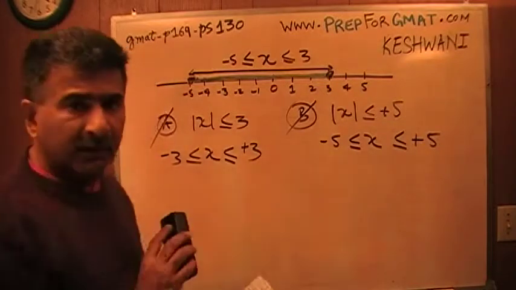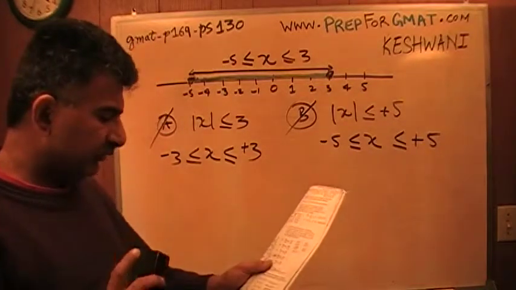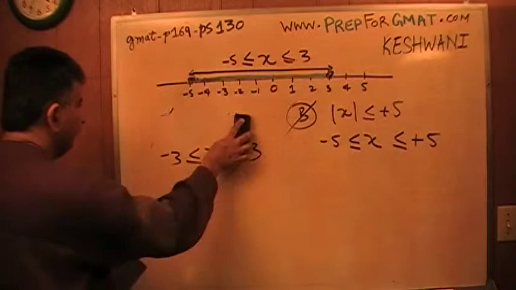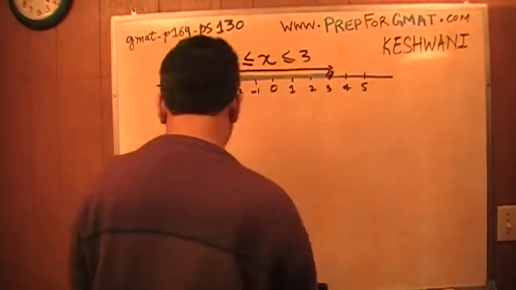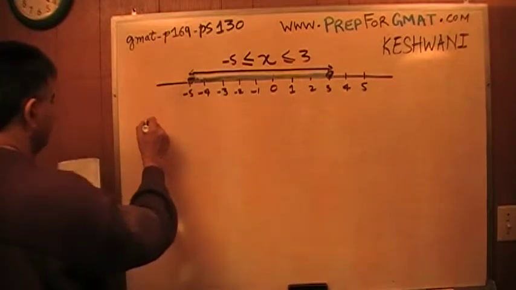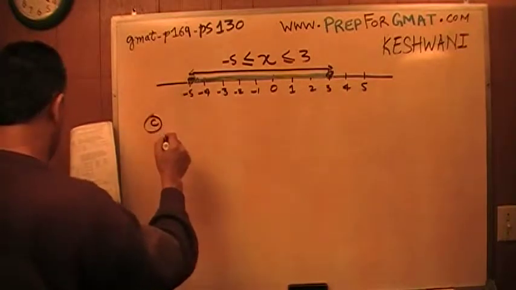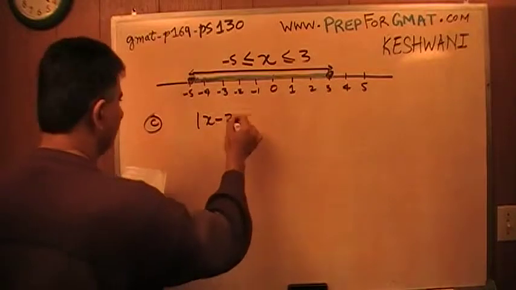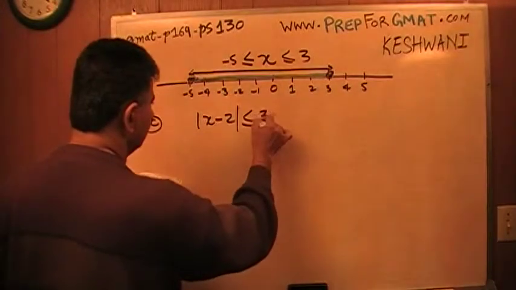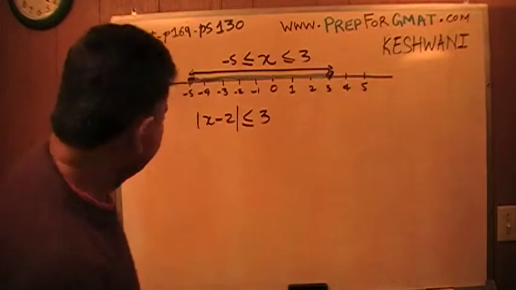I think it'll be better if I erase A and B, because I need more room for C, D, and E, so I'm going to erase A and B. Let's look at C. C says absolute value of x minus 2 is less than or equal to 3. Let's take a look at it.